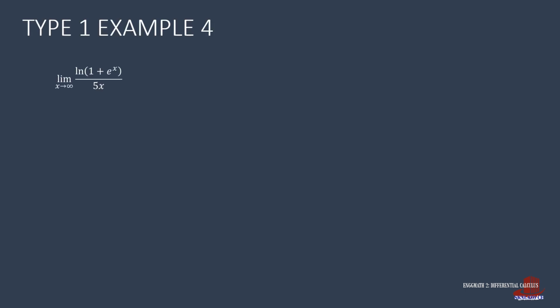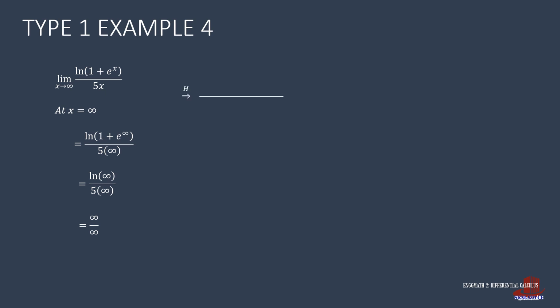There are also cases that we would need to take multiple derivatives to arrive at an answer. Example 4 will just show that. Say we need to look for the limit of ln of 1 plus e raised to x upon 5x as x approaches infinity. Plugging infinity as x, we get ln of 1 plus e raised to infinity upon 5 times infinity, whereby ln of infinity over 5 times infinity will result to infinity over infinity.